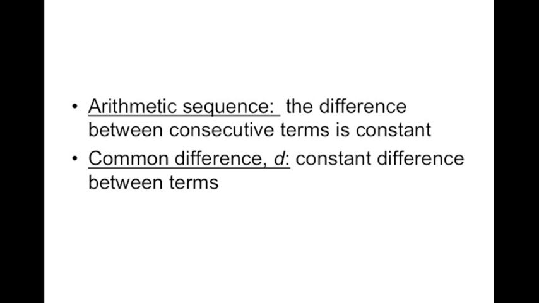An arithmetic sequence is defined as the difference between consecutive terms is constant. What does difference mean? A subtraction. So if I take one term and I subtract the term in front of it, this should be the same for the entire sequence. Another way of thinking about it is that we're adding the same thing each time to create the next term.